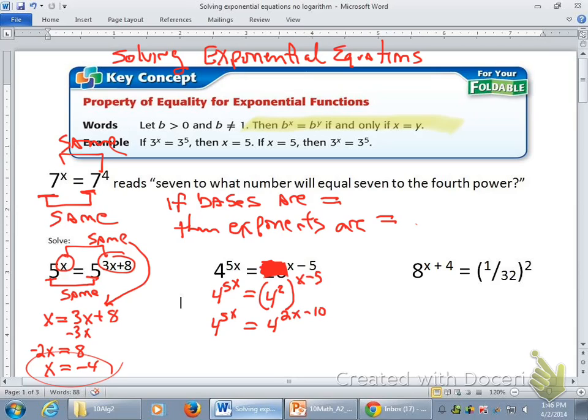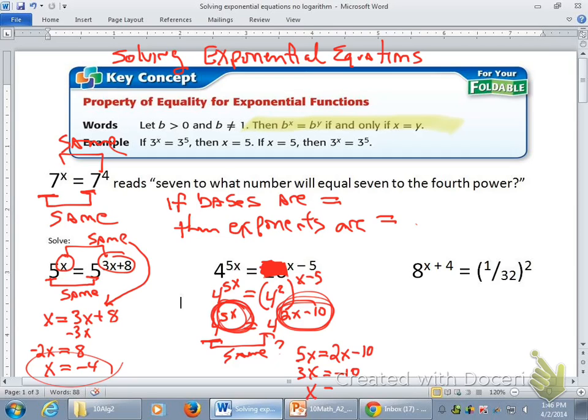And most importantly, the whole point of doing all that was, are these the same? They are the same, aren't they? So I can now write down that these two have to be the same. So now I know that 5x has to equal 2x minus 10. And I can solve. So I think I will subtract 2x from both sides and get 3x is equal to negative 10, and then divide and get x is equal to negative 10 thirds.